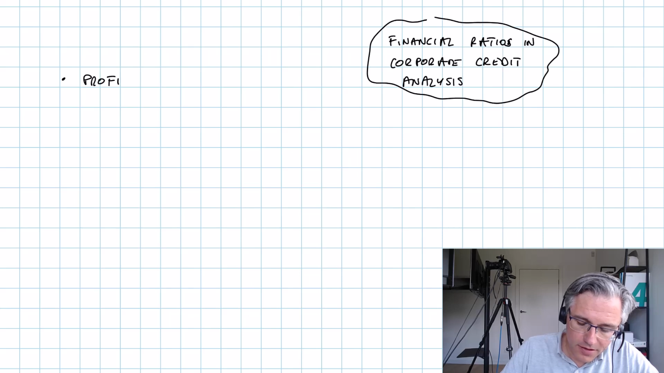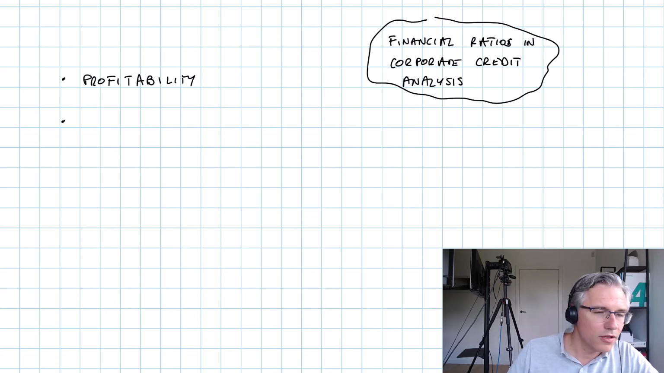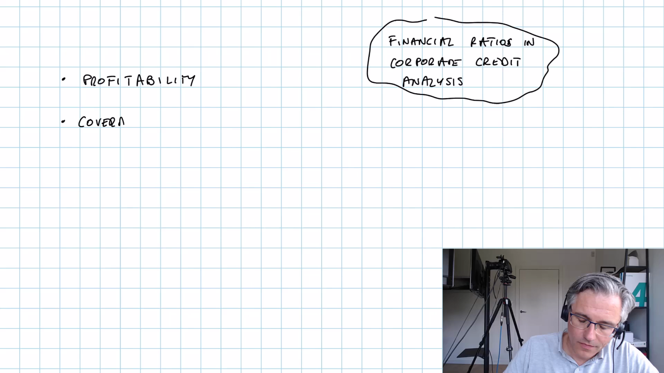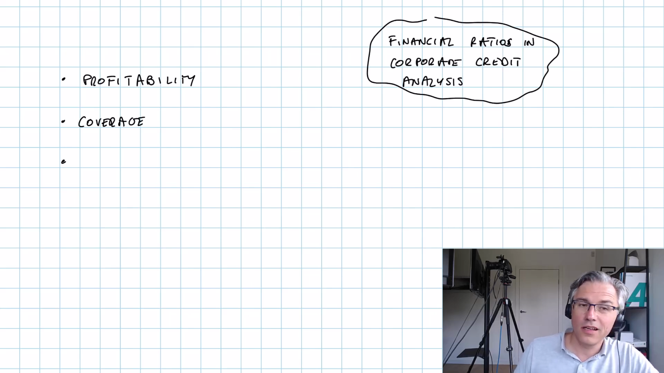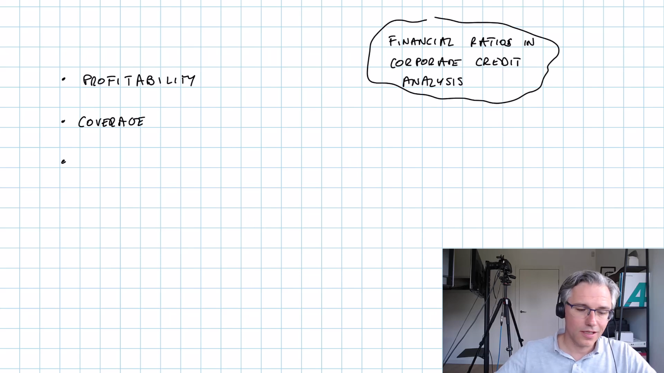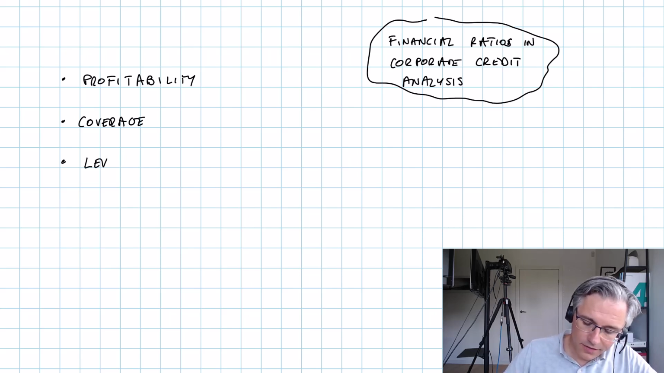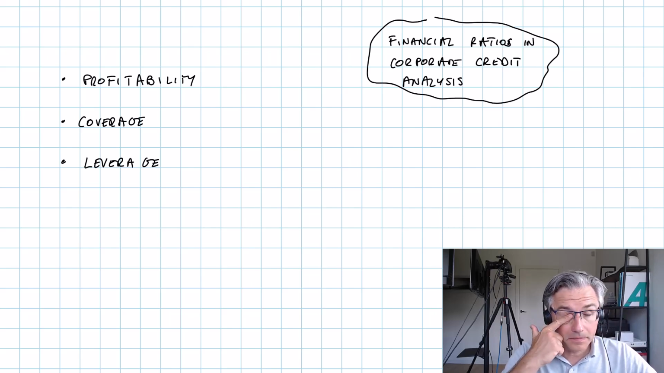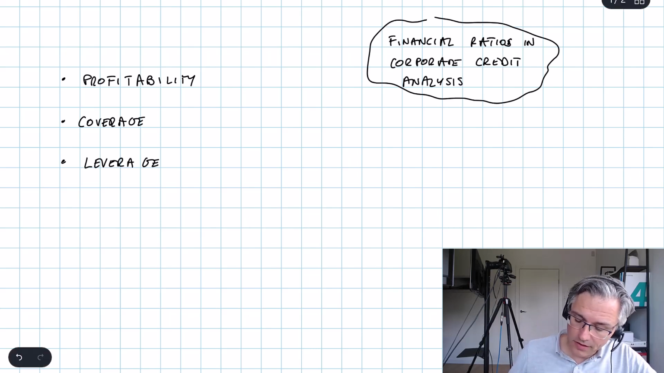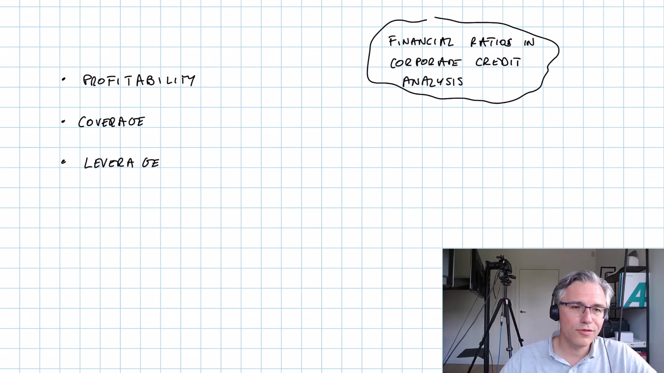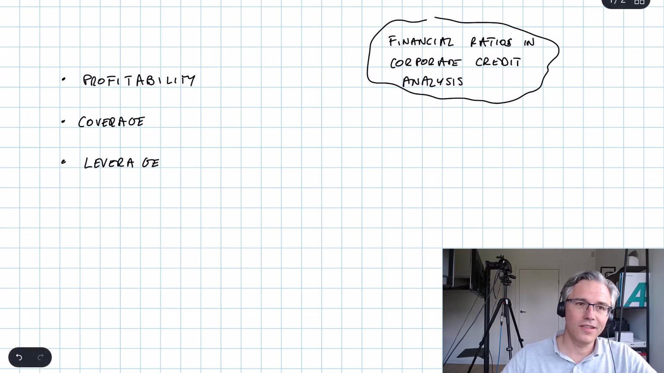Looking at profitability ratios, or profitability measures to be more exact. We'll look at those measures which illustrate a company's coverage when it comes to its ability to service debt payments or interest payments, and leverage, which is all about the relative reliance on debt funding. All of these ratios are extremely highly used by credit analysts, especially the last two. Profitability is, as you will appreciate, a very widely used measure, not necessarily just in the debt world.